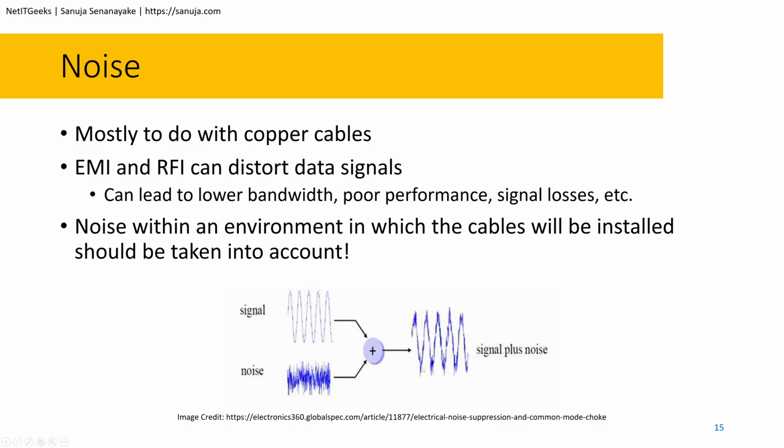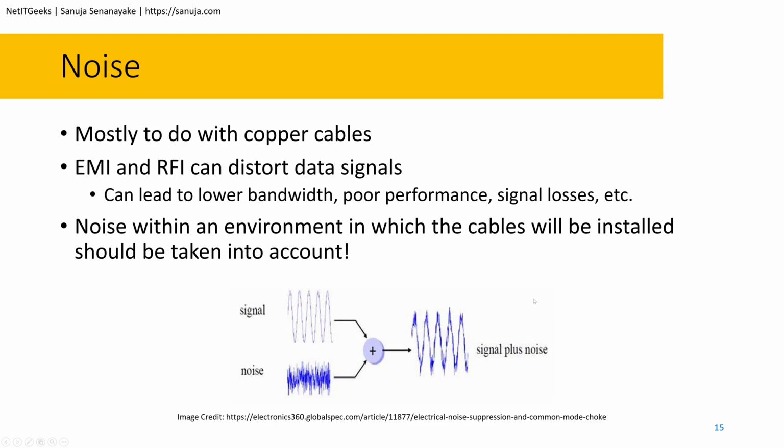So you still can, most of the time, trace your original signal, but that original signal is going to have all of this unwanted noise. This is not good. It can lead to lower bandwidth, poor performance, and also signal losses. So we need to think about mitigating those things based on where you install the cable.